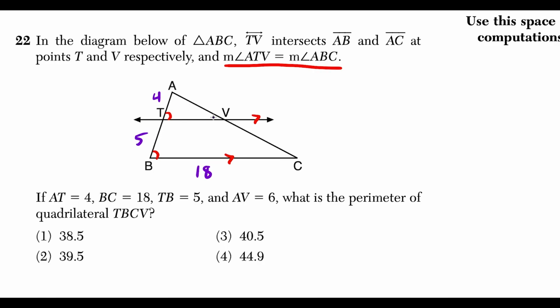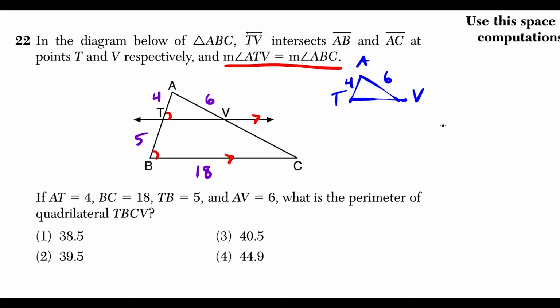And AV is 6 units. And we want to know the perimeter of quadrilateral TBCV. So there's a lot going on here, but what I recommend for questions like this is drawing the triangles separate. So we have ATV, and this is 4 and 6.